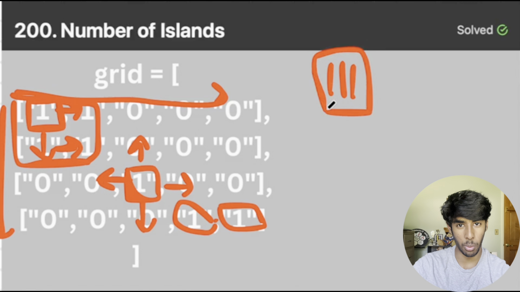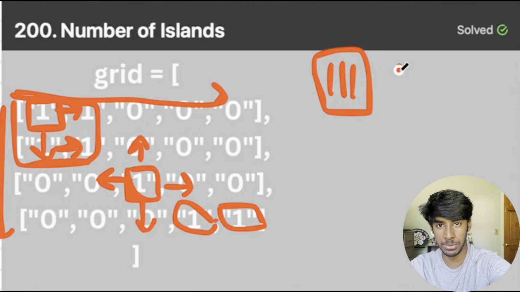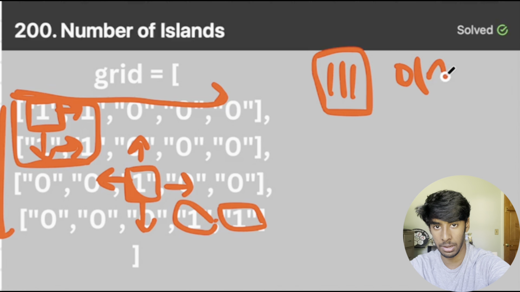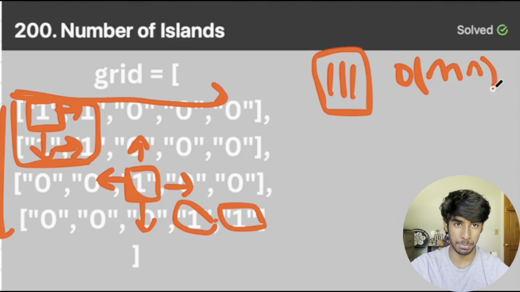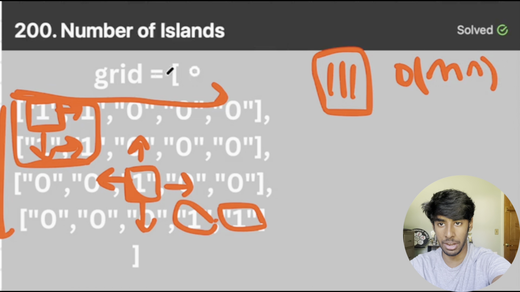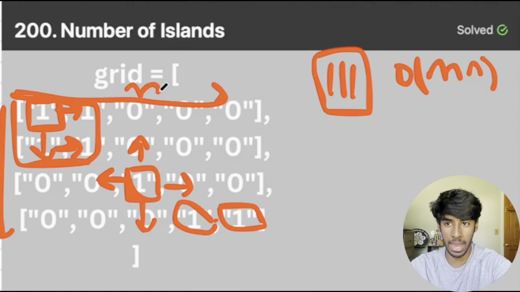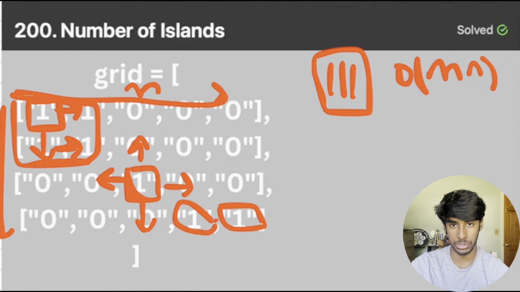This solution is going to take O of m times n time complexity, and space complexity. And here, m represents the number of columns, and n represents the number of rows. So basically, we're going to have to go through each element of the array at least once, because we need to check that every single one of them isn't part of a new island or something.